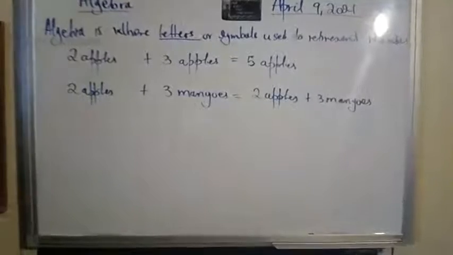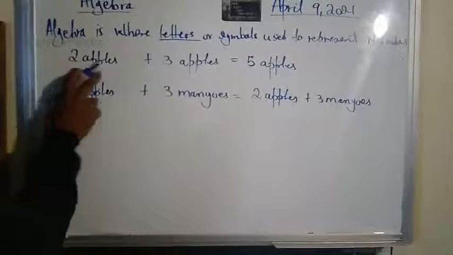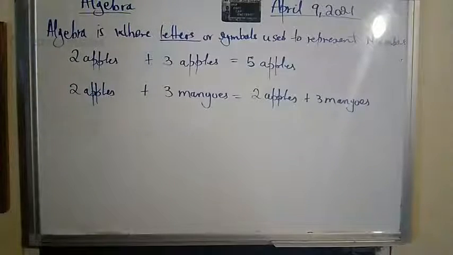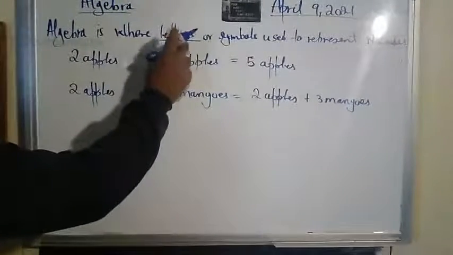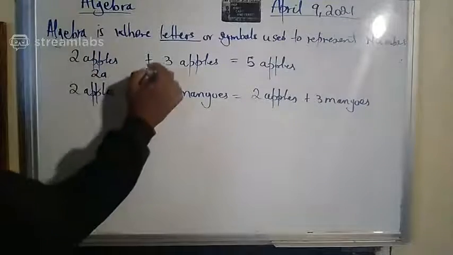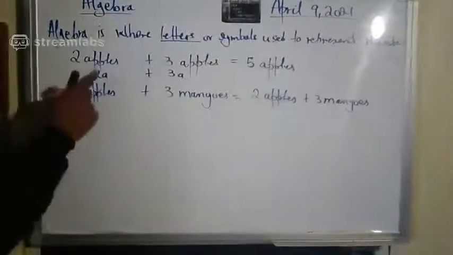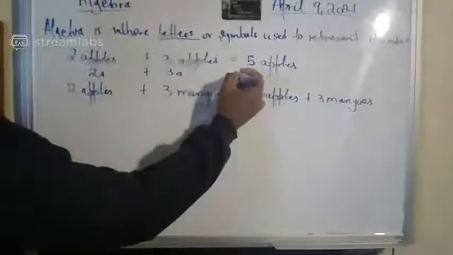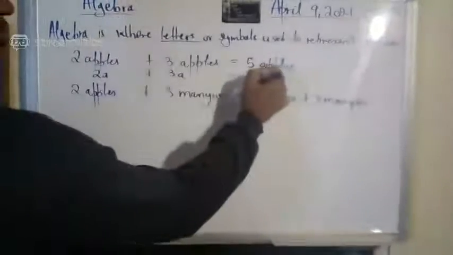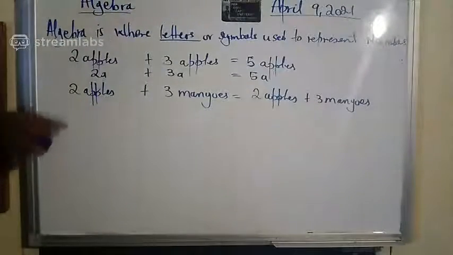So when we say, let us use A to represent apple, because we say it's a symbol or letter. Instead of apples, we're going to put 2A plus 3A. So A is representing apples. So 2A plus 3A is equal to what? 5A. So why is it so difficult when we ask you this?